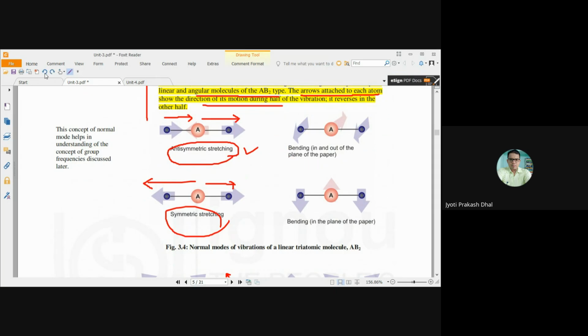You can see the two atoms will bend towards this and the central atom will bend backward. So that is one type of bending vibration. And for the other type of bending, suppose the linear molecule is present on the x-axis, then the atoms will bend along the z-axis. And similarly, the atoms will bend along the y-axis. Then two types of bending vibrations are possible.